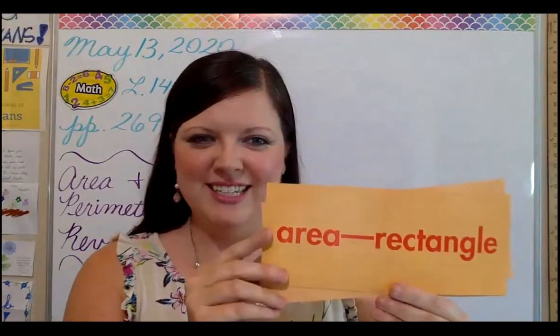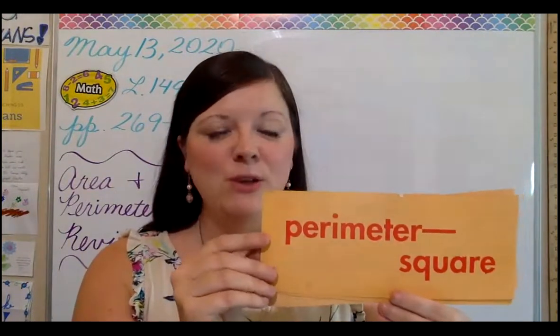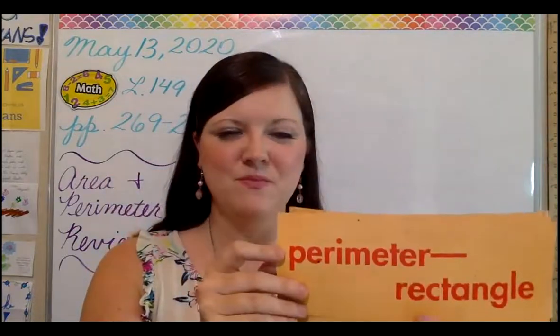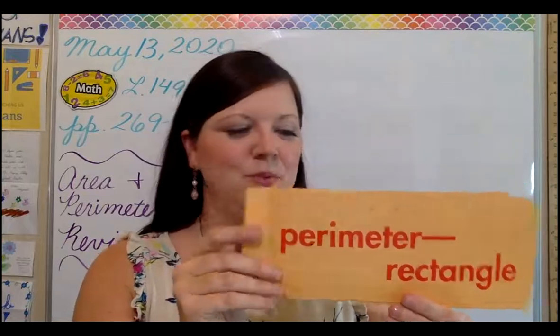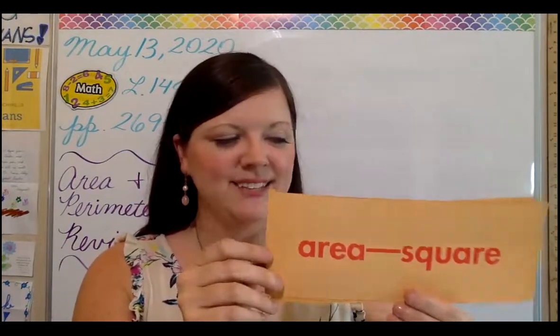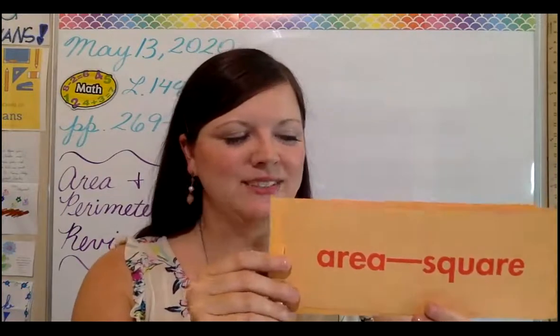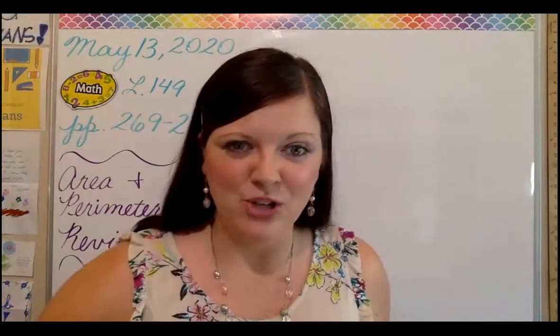This time, let's go a little faster. A equals L times W. P equals 4 times S. P equals 2 times L plus 2 times W. A equals S times S, or A equals S squared. Last one. A equals L times W. Good review, guys. Keep on working on those special numbers.